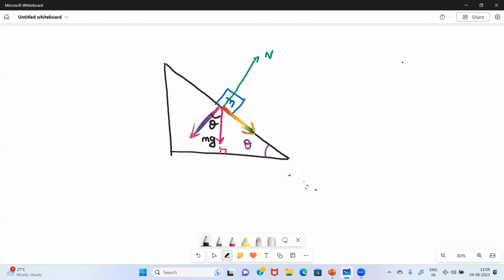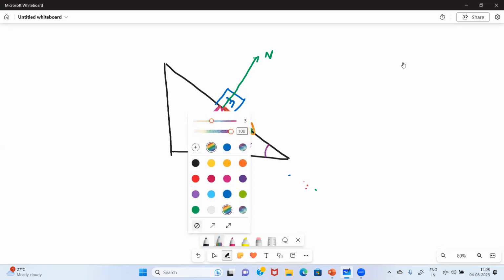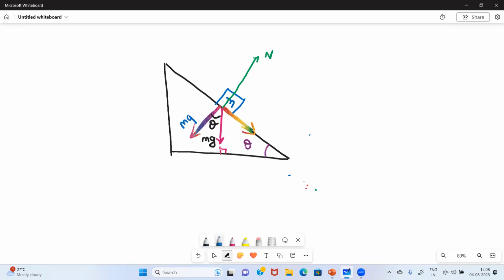mg. So what is that component, the one which touches theta? Cos. So what is that? What is this component, students? mg cos theta. What is the component which is along this plane? mg sin theta. So, which is responsible for bringing the block down? mg sin theta. Very good.